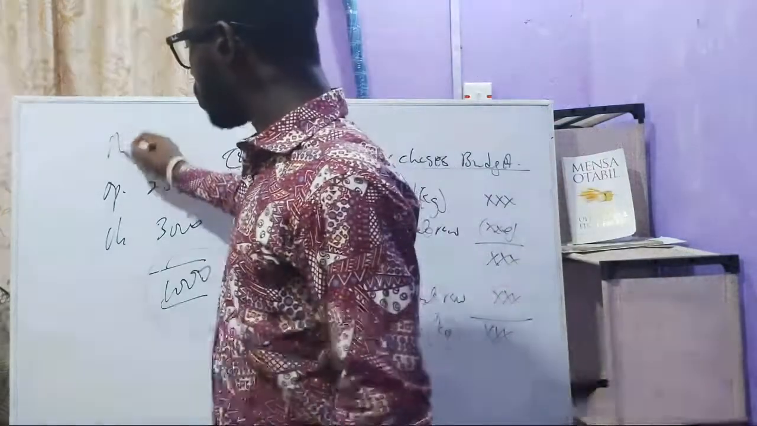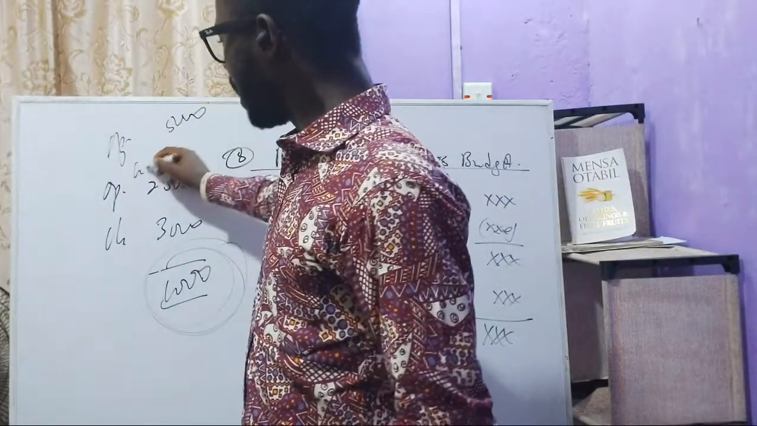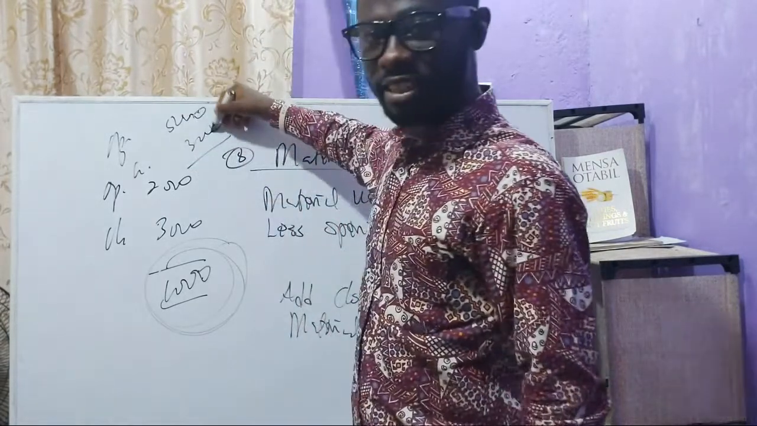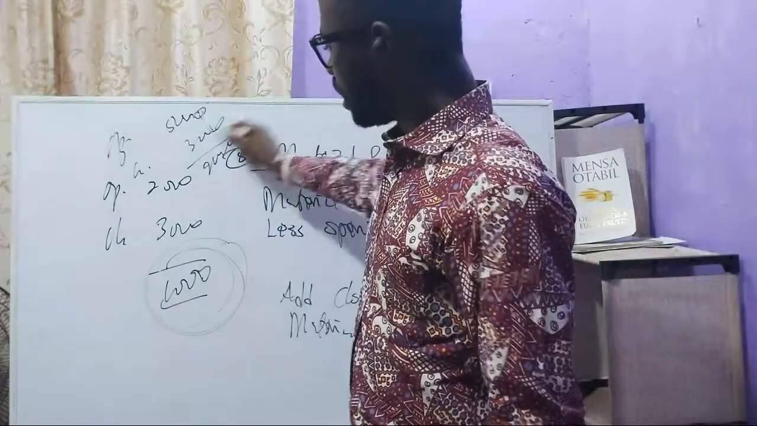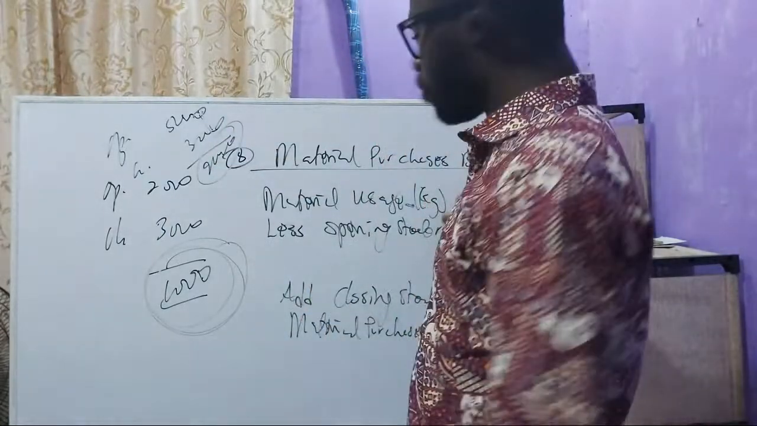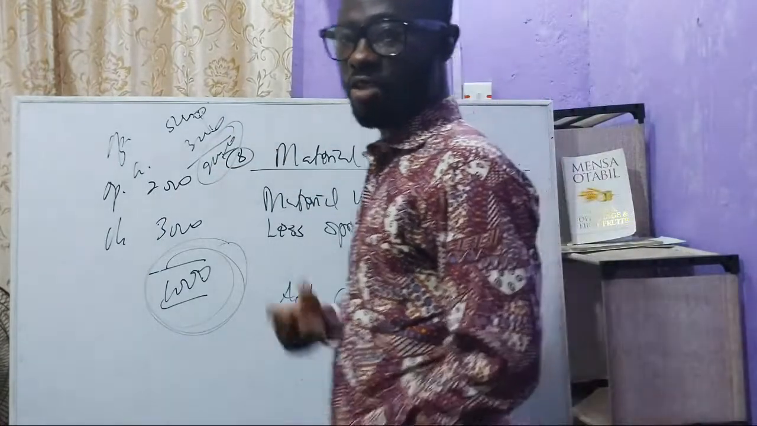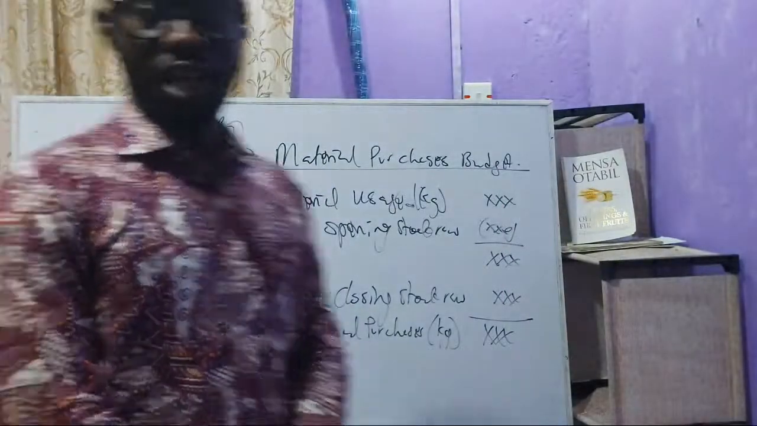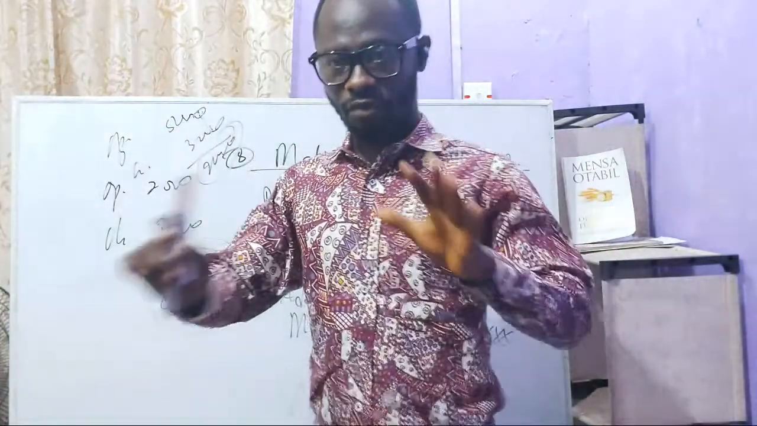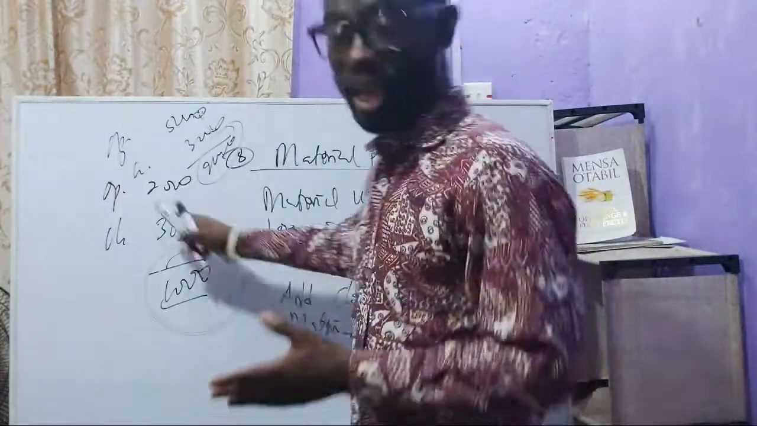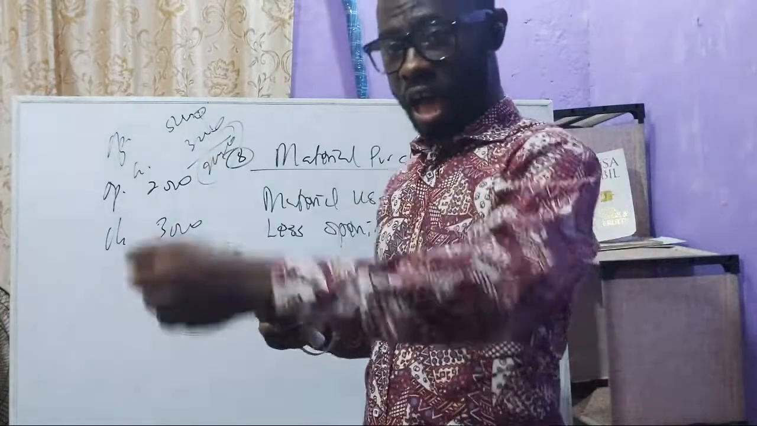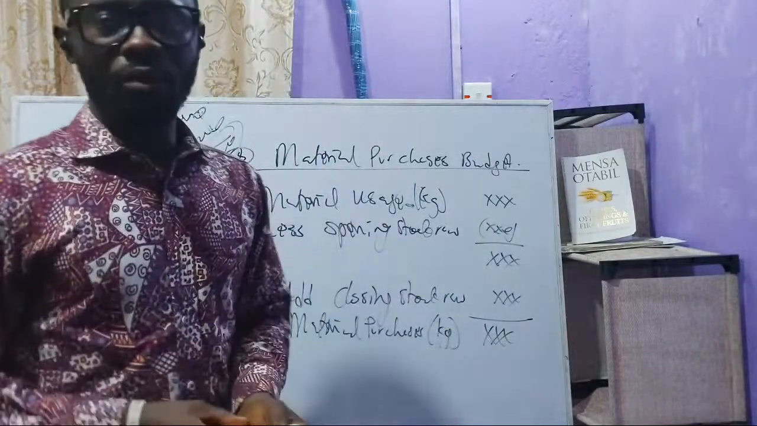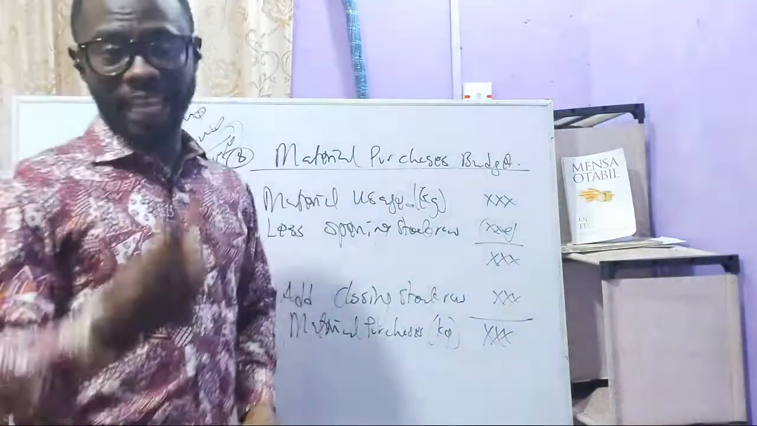But if the opening stock was, say, 5,000, and the closing stock was, say, just 3,000, you realize that there is a decrease in the inventory of 2,000. That decrease in the inventory would have to be subtracted from the material required in order for us to get the materials that we need to purchase. So, Prince Arno, I believe you get the meaning of the concept. What you are saying is valid, but I want you to see it from the two angles. So now we have the material purchase budget in kilograms.